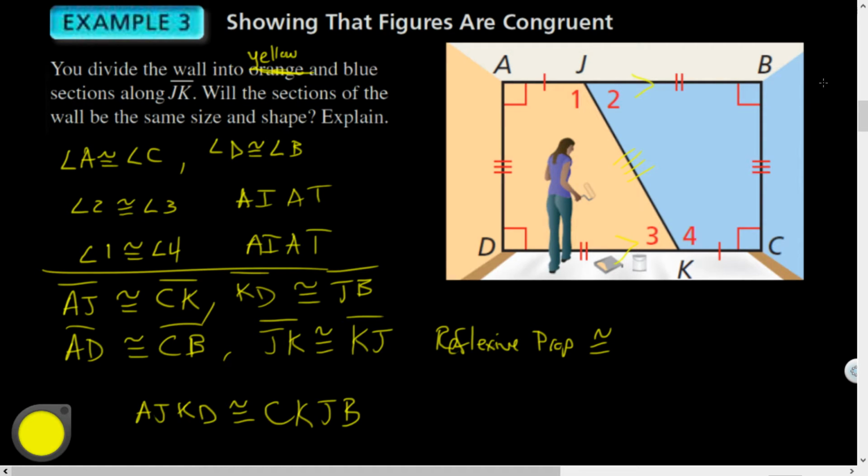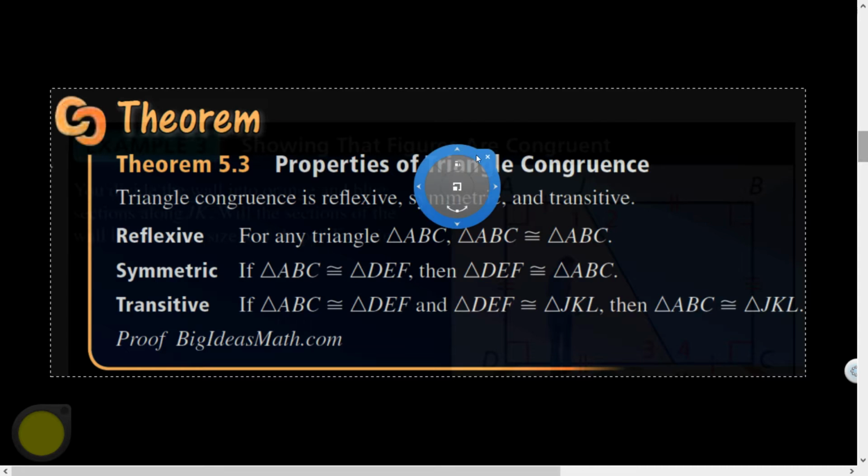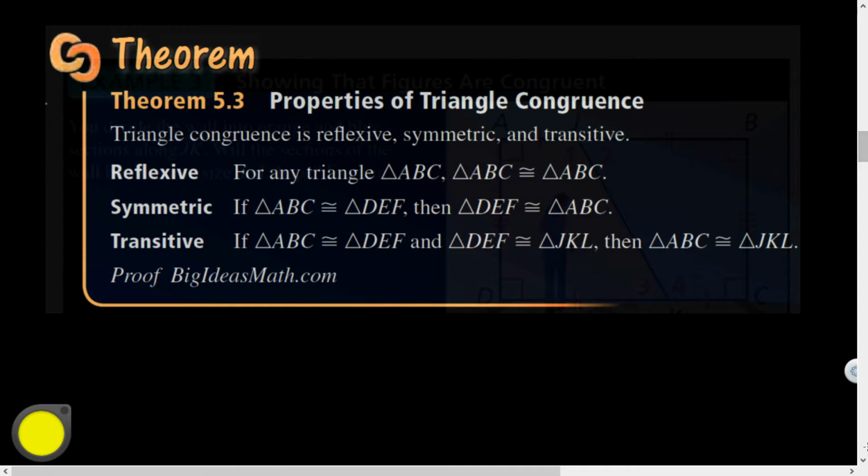All right. Oh, guys, check this out. Theorem 5.3. Triangle congruence is reflexive, symmetric, and transitive. You knew that all these properties applied to equality. You knew that they applied in terms of congruence of angles and congruence of sides. But behold, it also applies for congruence of triangles. I know, Lauren, it's crazy sauce.